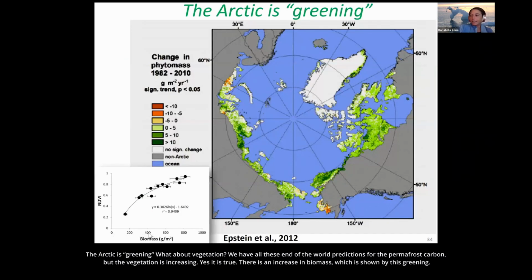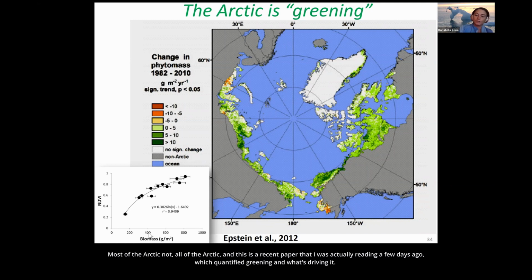Now, the Arctic is greening. There are people that are also saying, oh yeah, but then what about vegetation? So we have all this end of the world prediction for the permafrost carbon, but the vegetation is increasing. Yes, it's true. There is an increase in biomass, which is shown by this green in most of the Arctic, not all of the Arctic.